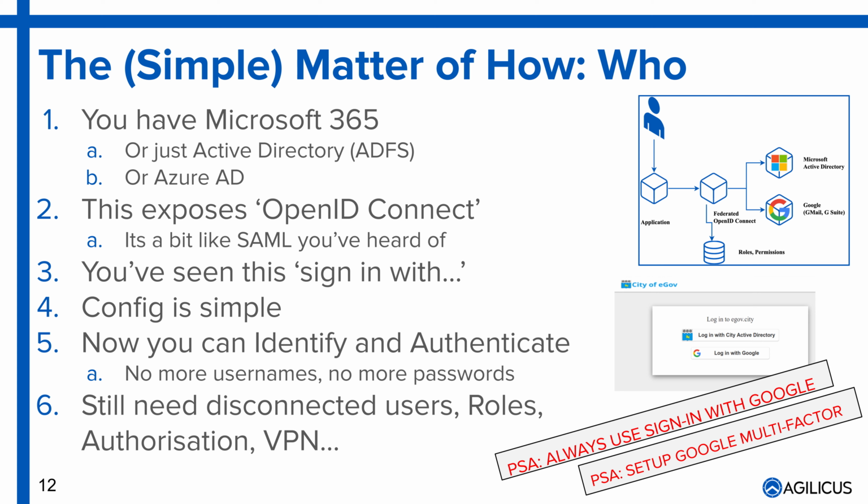So the simple matter of how and who. So you have Microsoft Office 365 or Active Directory or Azure Active Directory. It exposes OpenID Connect. It's a bit like SAML that you might have wired one application up to before. So you've seen it already. You just configure a new application. Now the user can log in with that original identity with no more password. As far as the disconnected users, we just add them through a social provider.